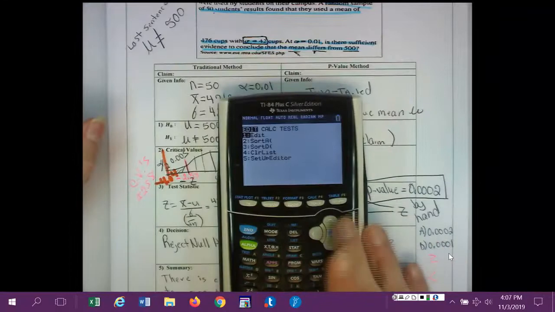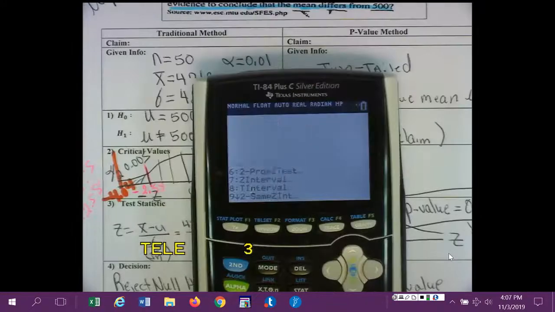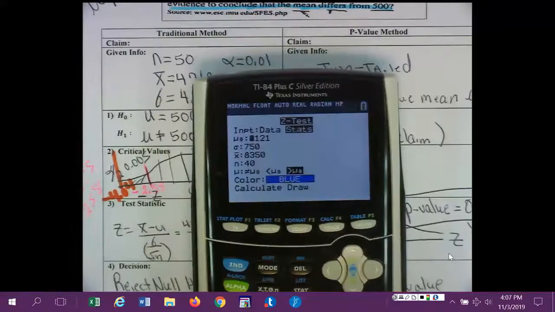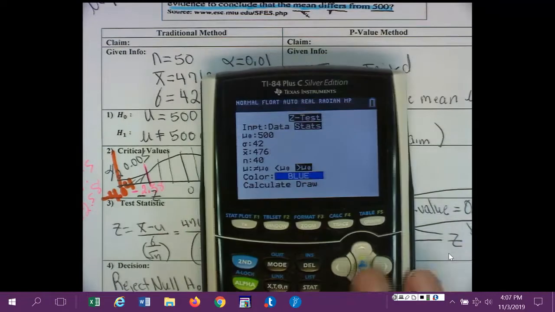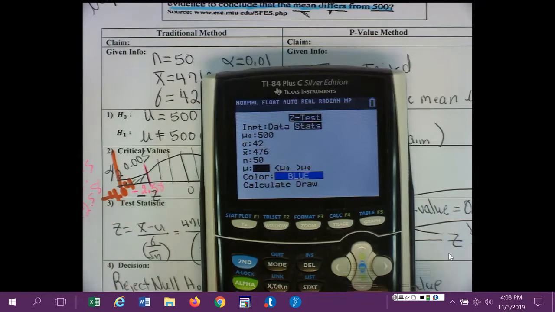Okay. Now, p-value by calculator, and then we'll conclude this video on z-testing for the mean. We would go to stat and arrow over to test, and then enter on z-test. The hypothesized or claim number is 500. The population standard deviation is 42. The sample mean, 476, I believe. Sample size, they sampled 50 students, and the alternative hypothesis, not equal to, differs from 500, was our alternative statement. So calculate.